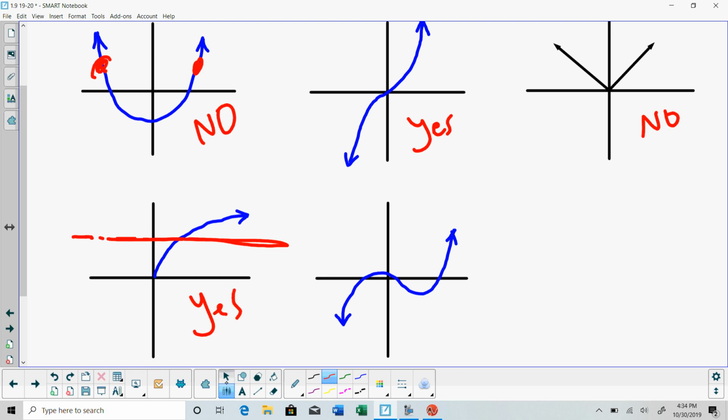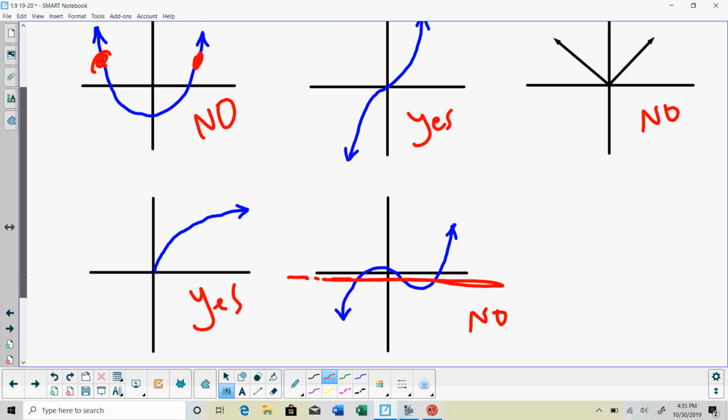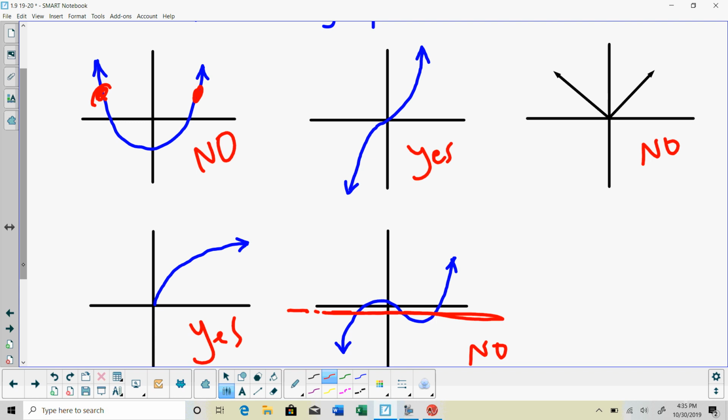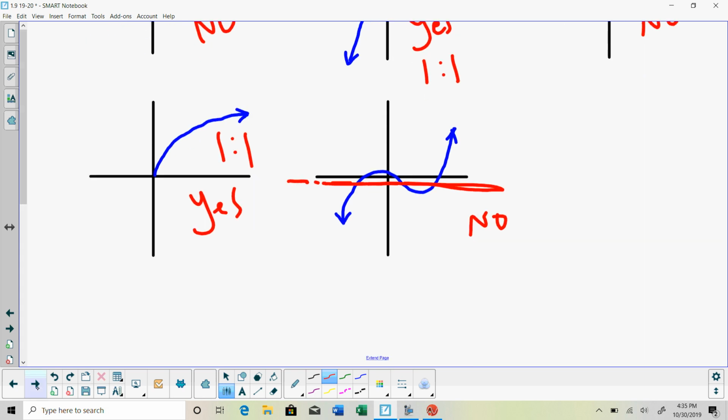And one last one, how about this polynomial shaped graph? This is going to be a no. The inverse of this is not a function, because that horizontal line goes through more than one point. Whenever I said yes, that function is a one-to-one function. So that one's a one-to-one function, and that one's a one-to-one function. The other three are not one-to-one functions, and their inverse will not be a function.